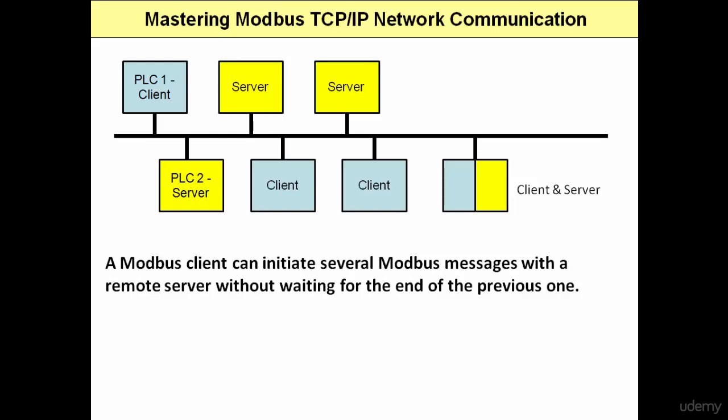A Modbus client can initiate several Modbus messages with a remote server without waiting for the end of the previous one. So for instance, this client here could send multiple Modbus messages. It could be read input registers, read coil status, one after the other, and it doesn't have to wait for a response or a timeout. It just sends them, and whenever it gets them, it gets them.